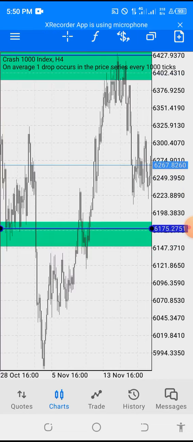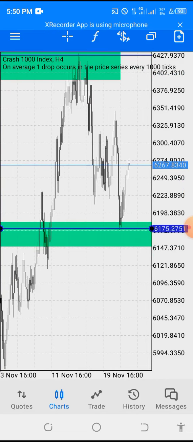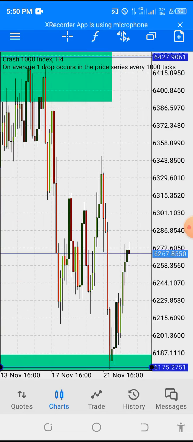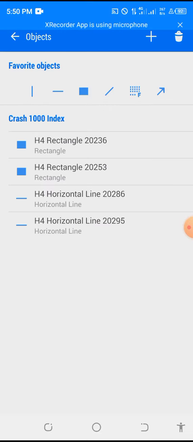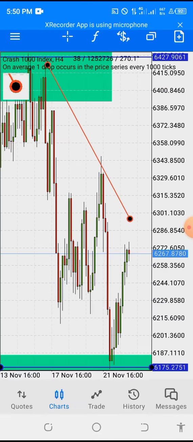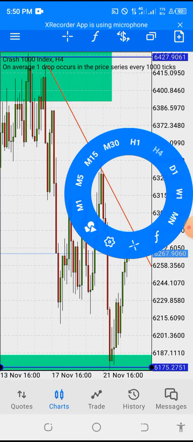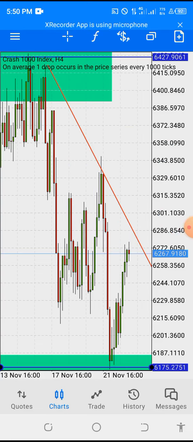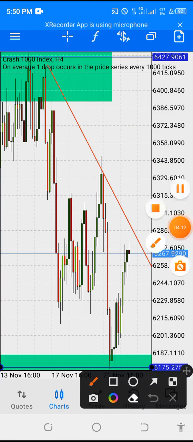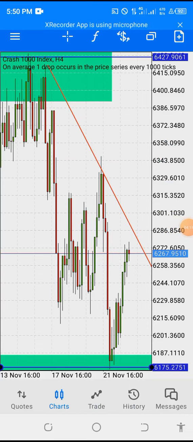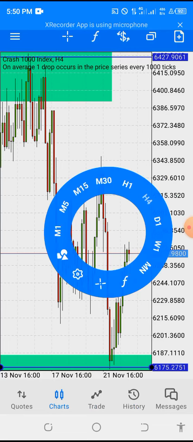Let's see if we have any possible trend line. Do we have a trend line? I will validate this trend line when price reaches here and bounces back. That's when I will validate that trend line. But let's just remove it for now. So we don't have any trend line here for now.